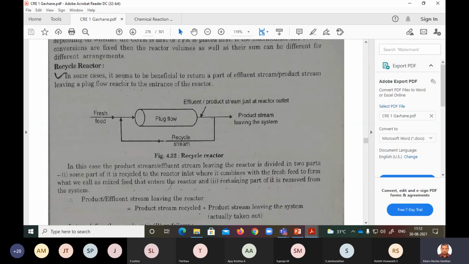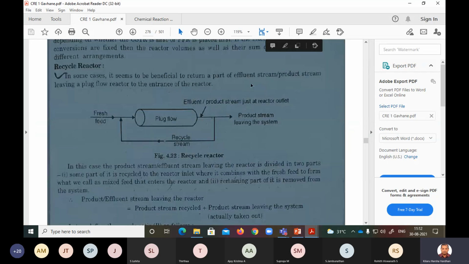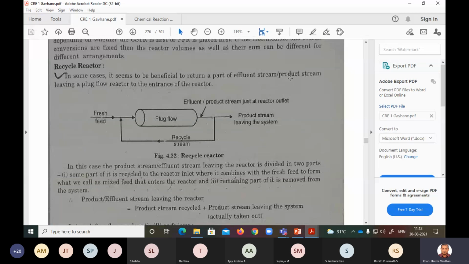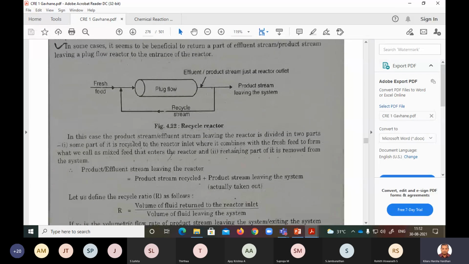In some cases it seems to be beneficial to return a part of the effluent stream, either the converted or the product stream. It does not mean that the recycle stream is only unconverted. Even some of the converted product also can be sent, right? Leaving the plug flow reactor to the entrance of the reactor, that is the recycle. In this case, the product effluent stream leaving the reactor is divided into two parts. Here at this point, this is the leaving stream and this is the recycle stream.